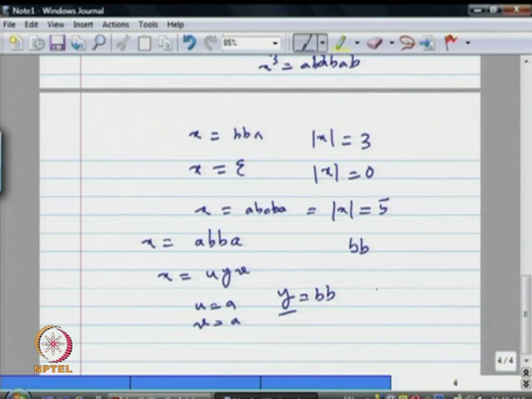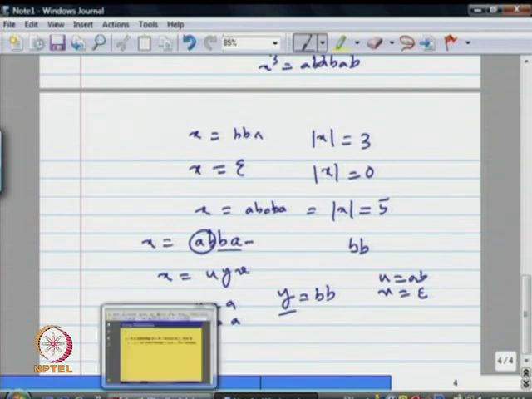Similarly, this ba will be a substring of x. In this case, u equal to ab, this part, and v equal to epsilon, this part. Similarly, you can find many other substrings from this string x.